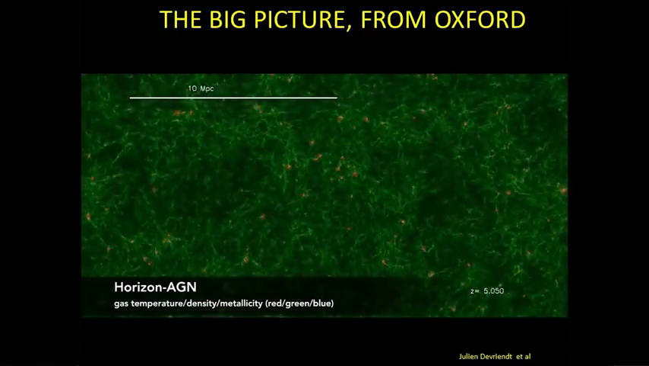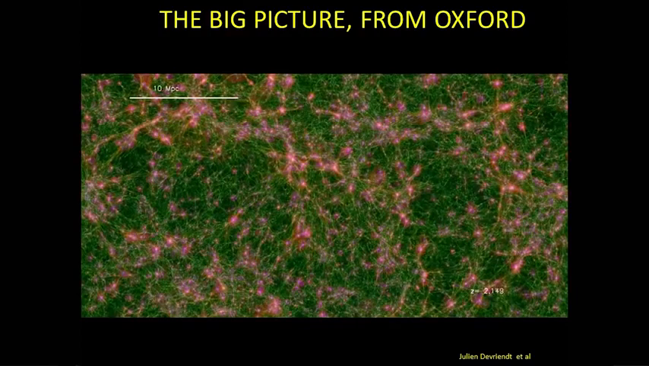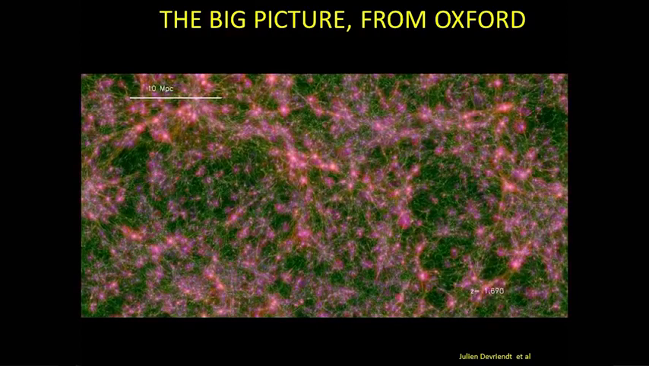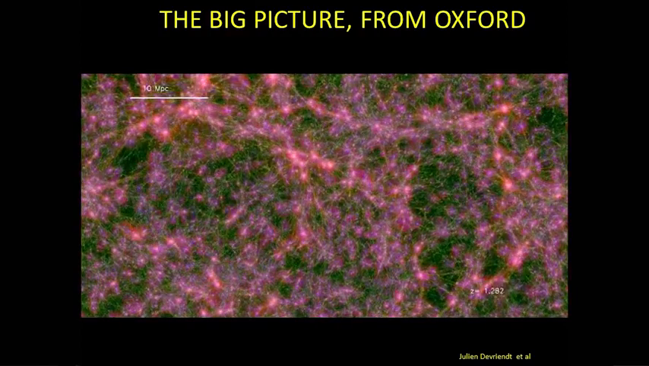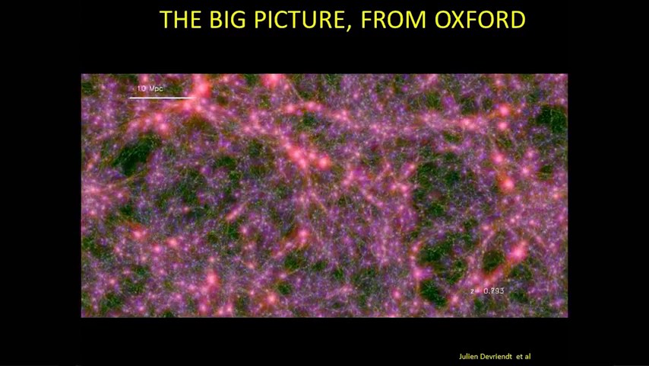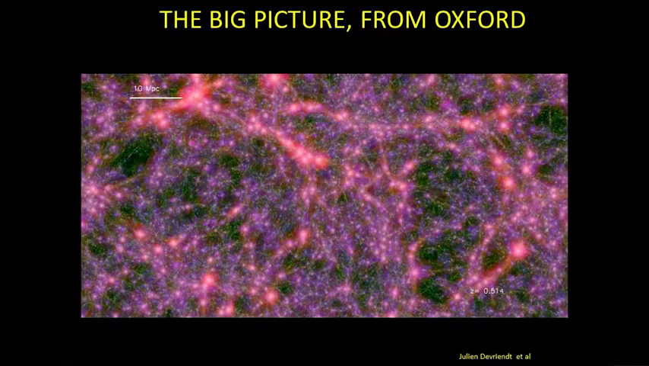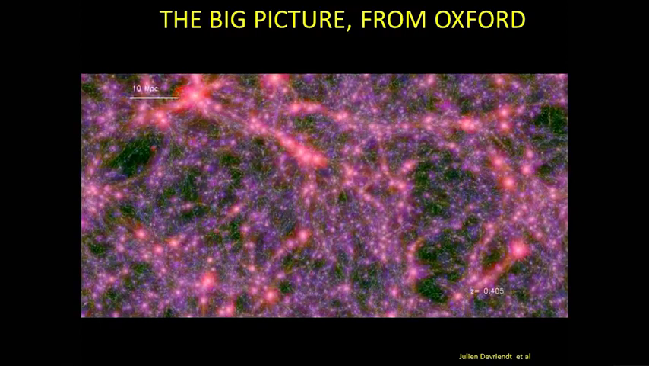Okay, so here you can see structure developing in this large box of the universe, again, millions of light years across. And now this is the stuff that we can see, not the dark matter. So the stuff that we can see is highlighted in these different colors. Okay, and so that's one simulation from the group at Oxford.